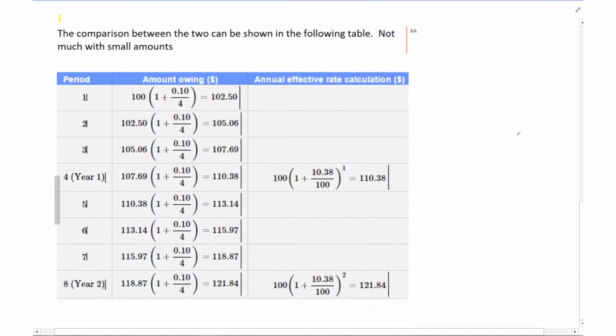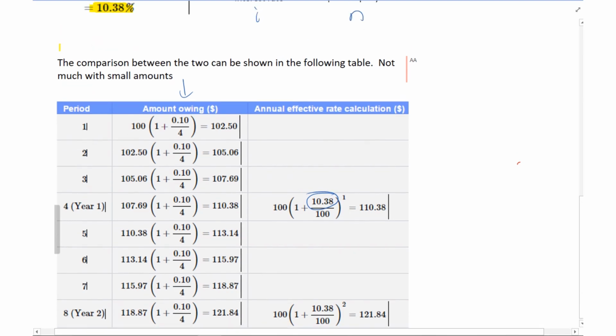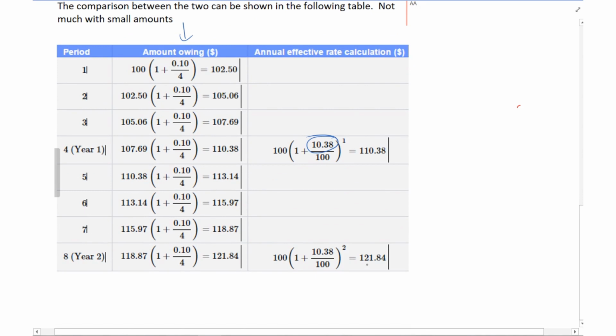And what's showing here is a comparison between the two. You're saying it's 10%, 10% each time, but because you're doing that on an ongoing basis, your effective interest rate is actually a little bit higher. So after each year, you're effectively paying an interest rate of 10.38%. Okay. All right. That's the idea behind what's going on here. And they've shown those two values are the same.